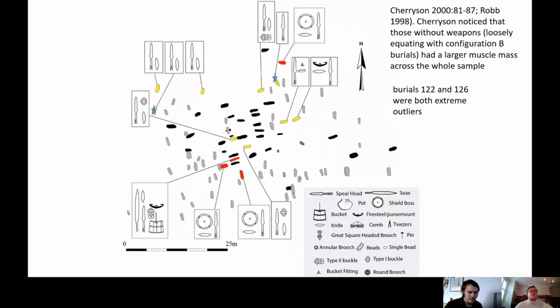Yeah, exactly. This is something that Cherison spots in her master's dissertation, which was done quite a long time ago, 2000. She went on to do a PhD in Anglo-Saxon archaeology and then write books on post-medieval burial practice, which are all very useful. And in her master's dissertation, what she spots is that the individuals who loosely conform to my configuration B group have larger muscle mass than those from the configuration A group, who are more likely to have weapons. And I think that's quite interesting.